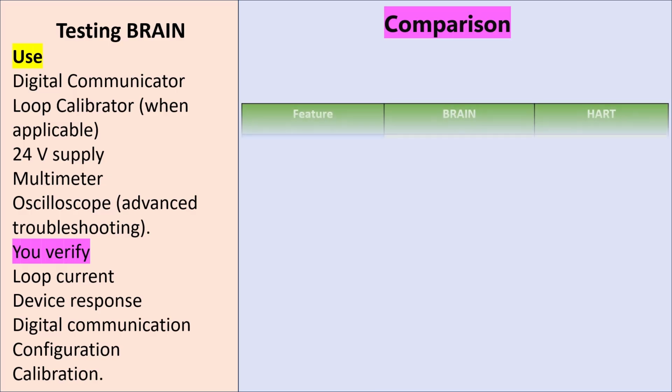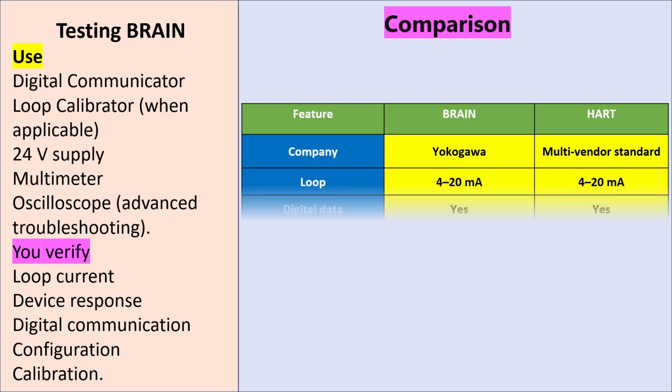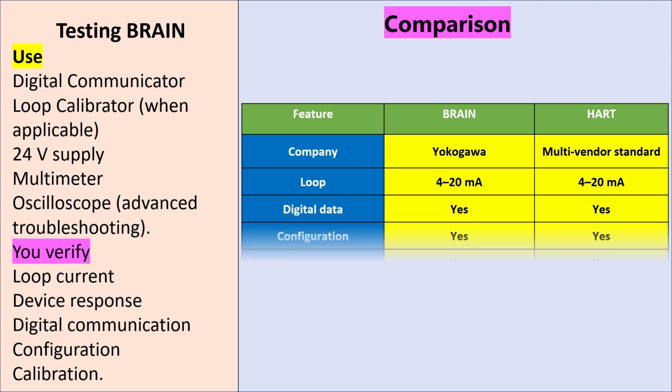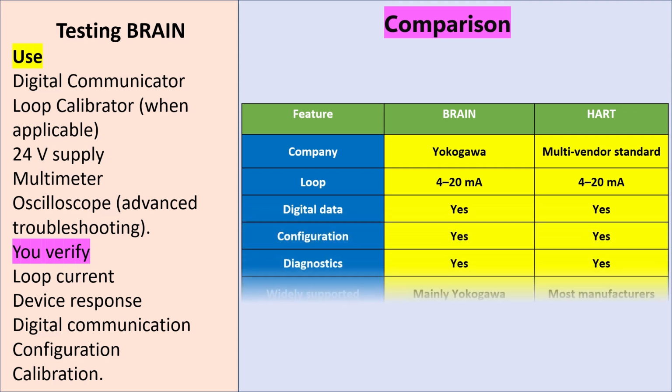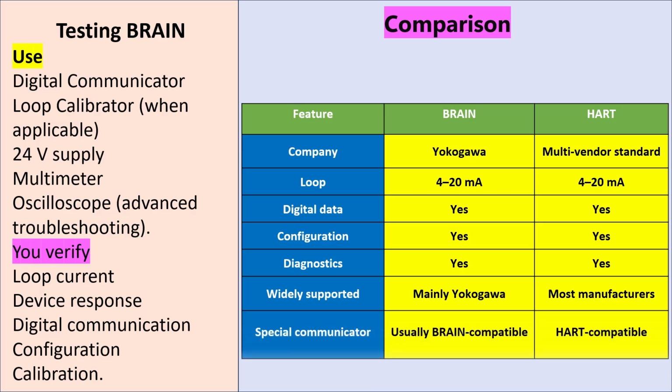Now you can compare features of BRAIN and HART. The company: Yokogawa for BRAIN; HART is a multi-vendor standard. The loop: both are 4 to 20. Digital data: both yes. Configuration: both yes. Diagnostics: both yes. Widely supported: mainly Yokogawa for BRAIN and most manufacturers for HART. Special communicator: usually BRAIN-compatible for BRAIN and HART-compatible for HART.